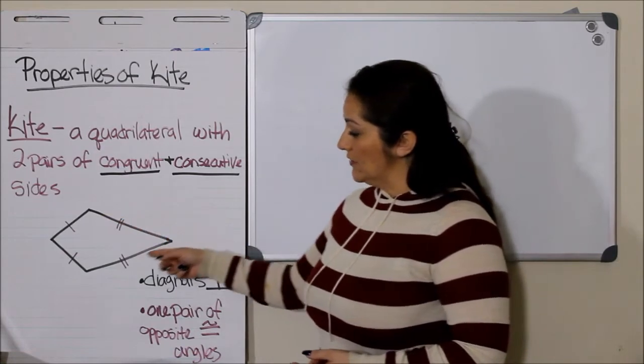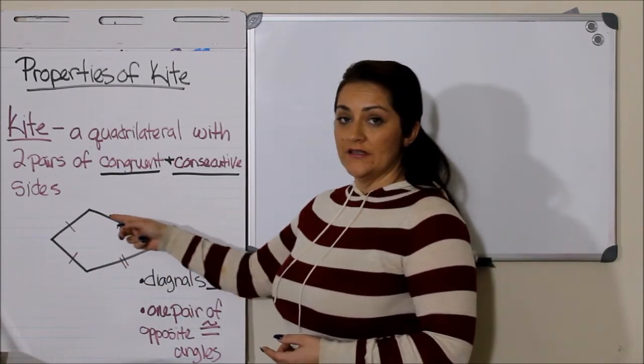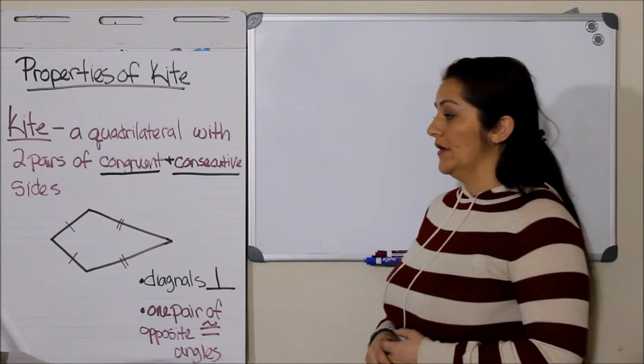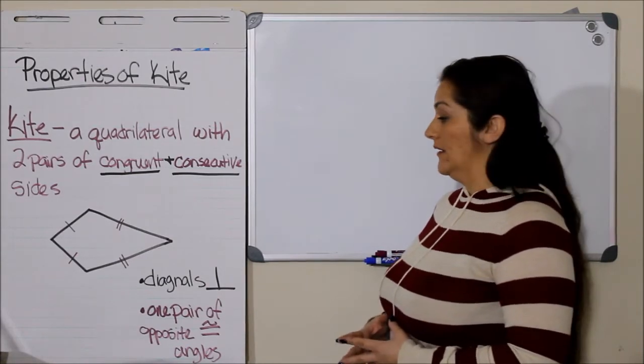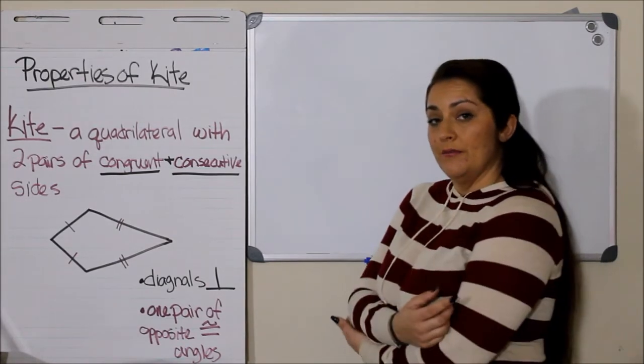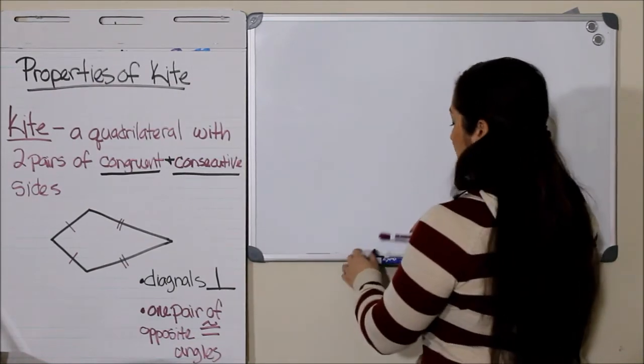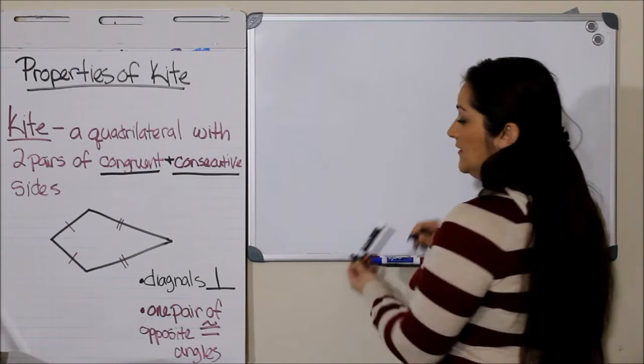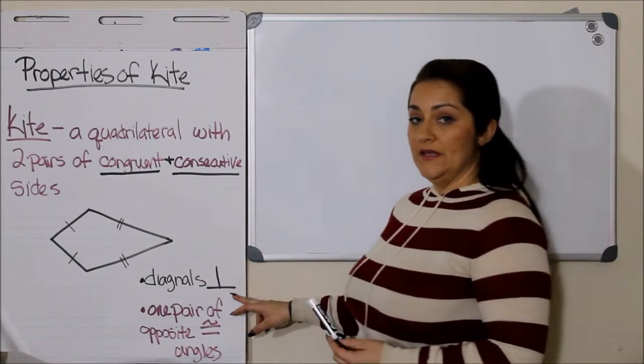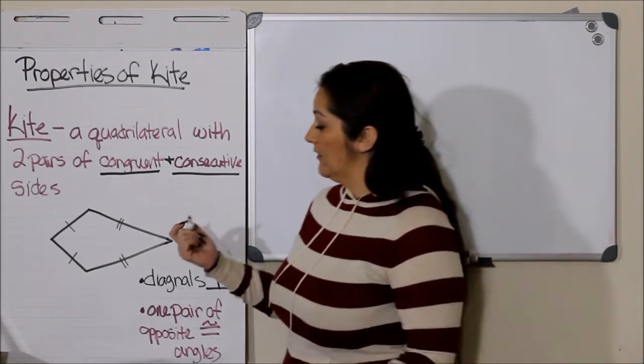And these 2 sides are also consecutive next to each other and they are also congruent. So that's what makes it a kite. Now a kite also has some other properties that you're going to want to know. We also know that in a kite, the diagonals are perpendicular, which means they create 90-degree angles.